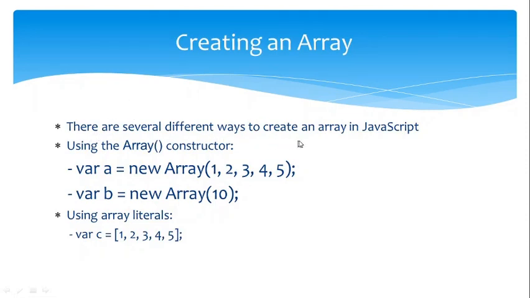There are several different ways to create an array in JavaScript using the Array constructor. First, what is a variable? var is a keyword, a is a variable, and new Array is how we define the new array. This is the array name, this is the variable name, this is the keyword, and these are the elements, whatever values you give: 1 2 3 4 5. Where b is equal to new Array(10).